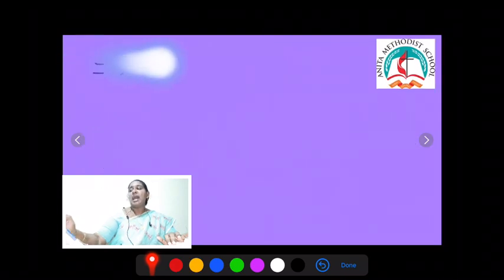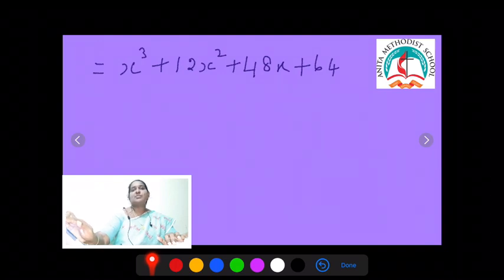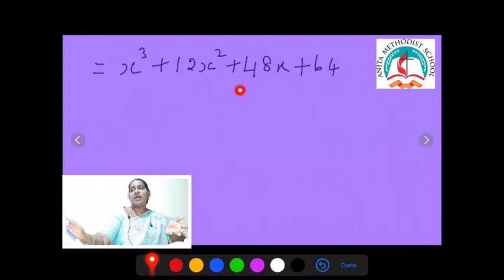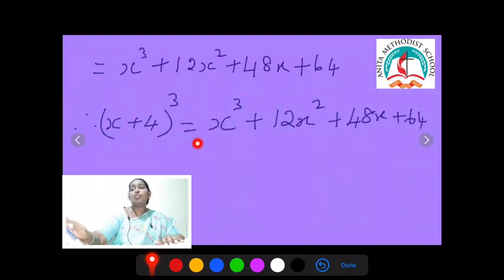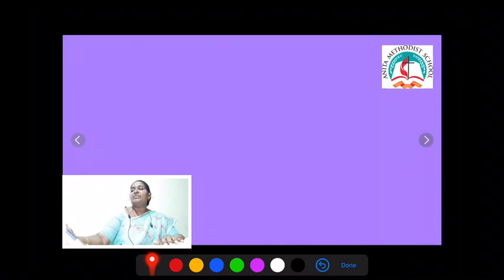Okay children, afterwards just expand it. x cube, 3 fours are 12, x square, and 48x plus 64. So you got x plus 4 the whole cube is equal to x cube plus 12x square plus 48x plus 64. Children, I think you all understood. Shall we apply? Okay. Next.